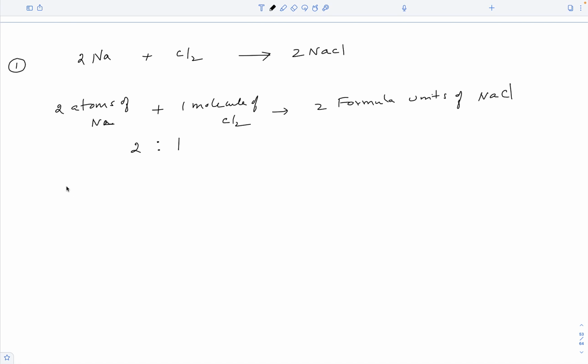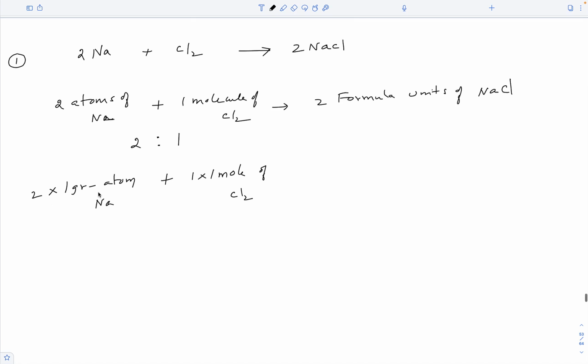We just understood that the number of atoms in 1 gram atom of any element is equal to the number of molecules in 1 mole of any molecular substance. So if you take 1 gram atom of sodium and 1 mole of chlorine, you will have equal number of sodium atoms and chlorine molecules. So their ratio will be 1 to 1. But we want them in the ratio of 2 to 1. So we have to multiply this with 2 and this with 1.